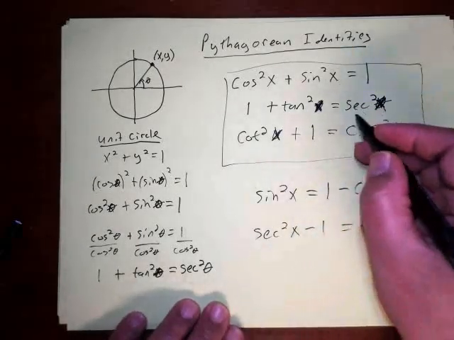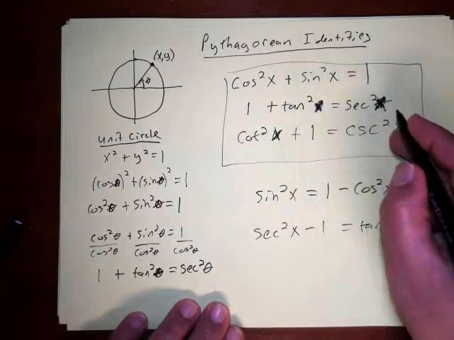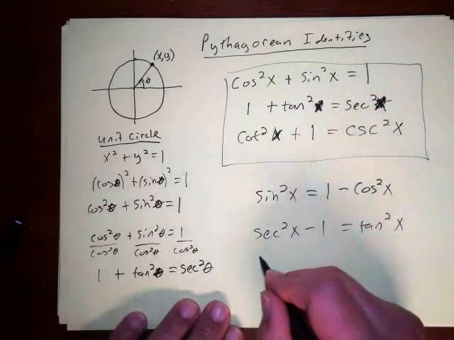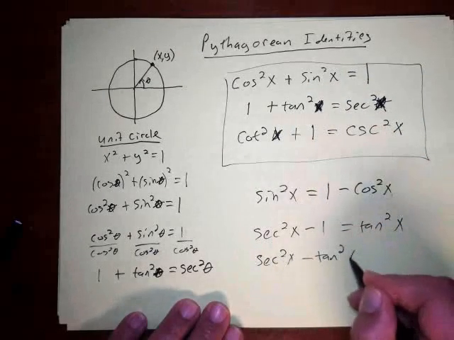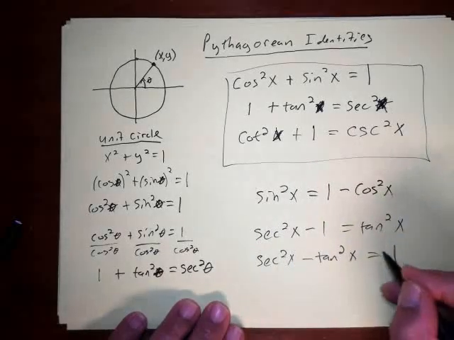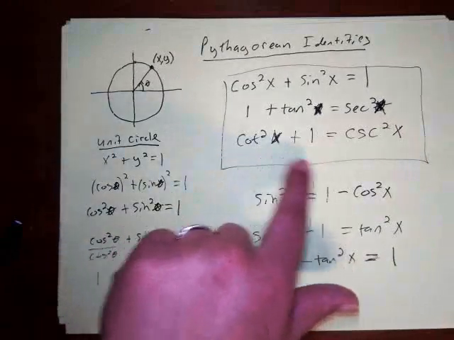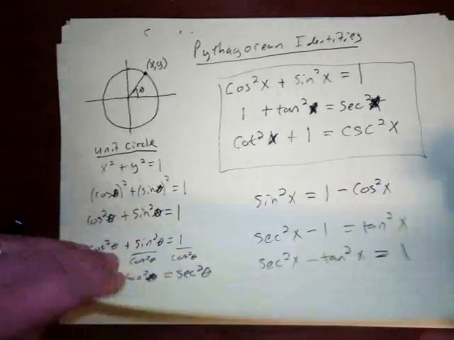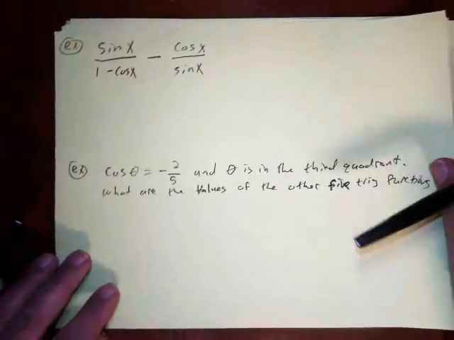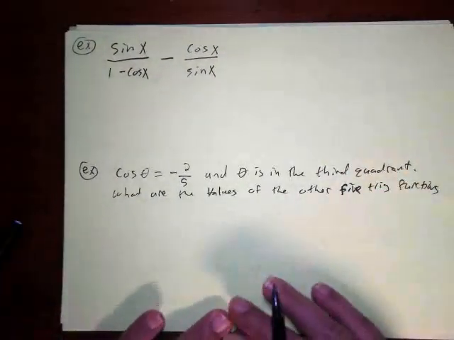Or I could just bring the secant squared, or the tangent squared x to the other side, and then what I would get is secant squared x minus tangent squared x is equal to 1. So you'd get another sort of identity. You could rearrange these, and that could be used in different problems in different ways. Okay, so now I just have a couple problems involving these Pythagorean identities.